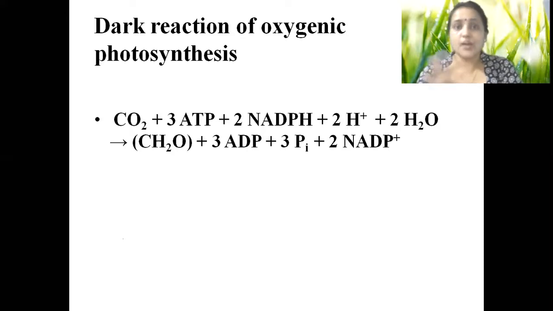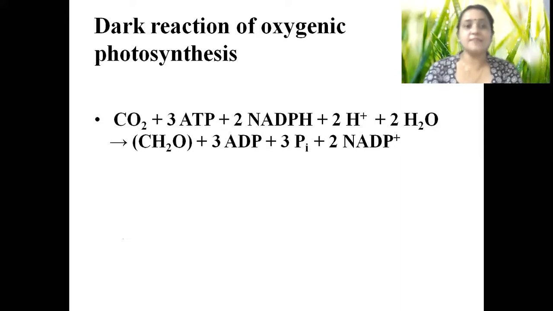Now, for 4 electrons, 8 quanta of light are absorbed by the cell. Now, as you know, the 3:2 ratio of ATP to NADPH is there. So around 12 quanta of light are absorbed for the fixation of one molecule of CO2.